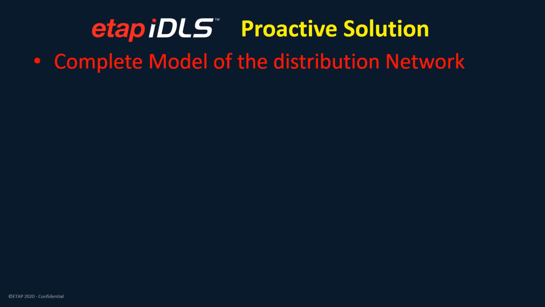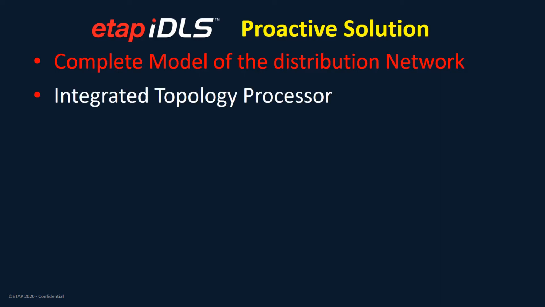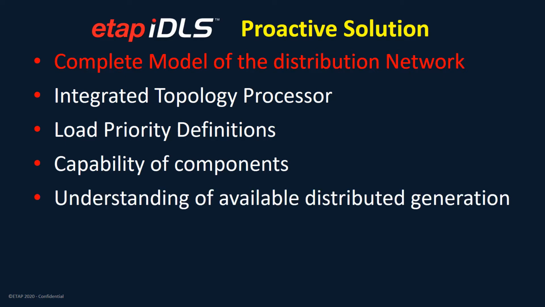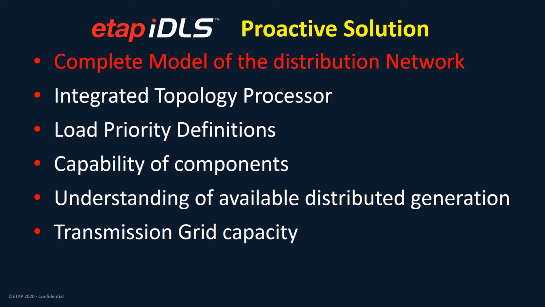In short, the iDLS controller generates digital twins of the complete distribution network. It has an integrated topology processor using real-time data to understand changes in power flows. Initial load priorities are defined during configuration and can be optimized in operation. The twin model provides the components' capabilities. It communicates to DERs to understand available generation. Special algorithms are defined to understand the interconnection capacity with transmission.